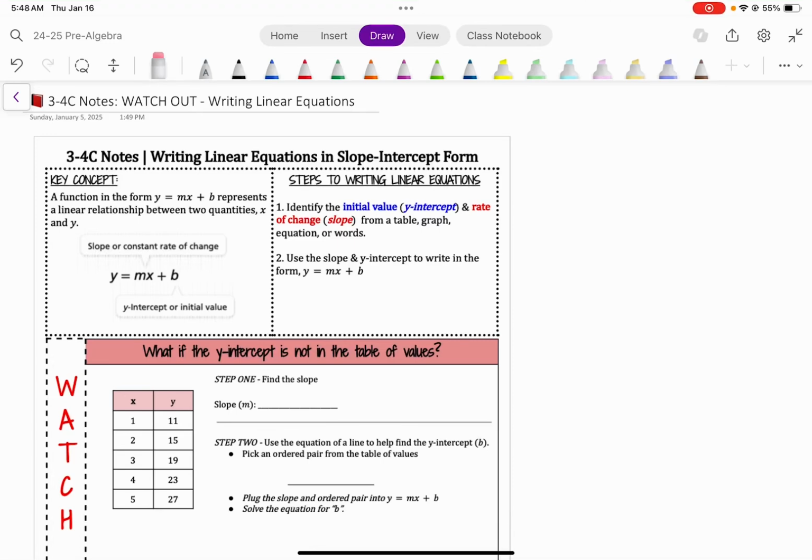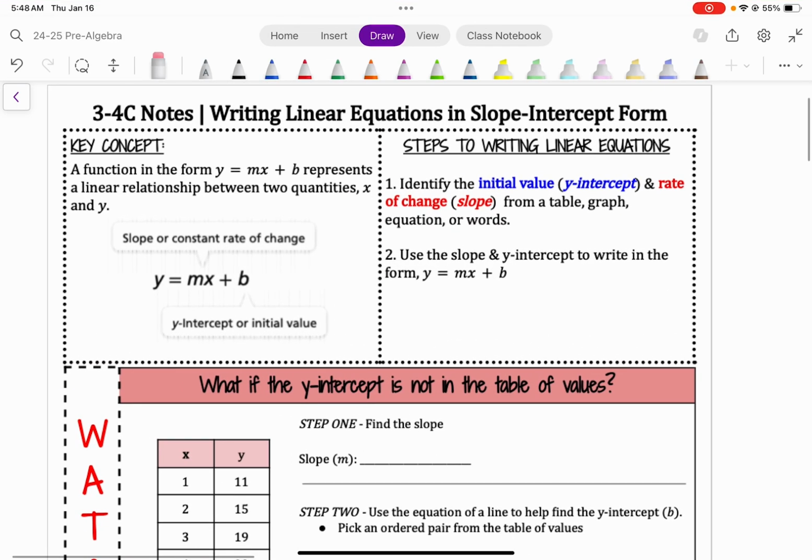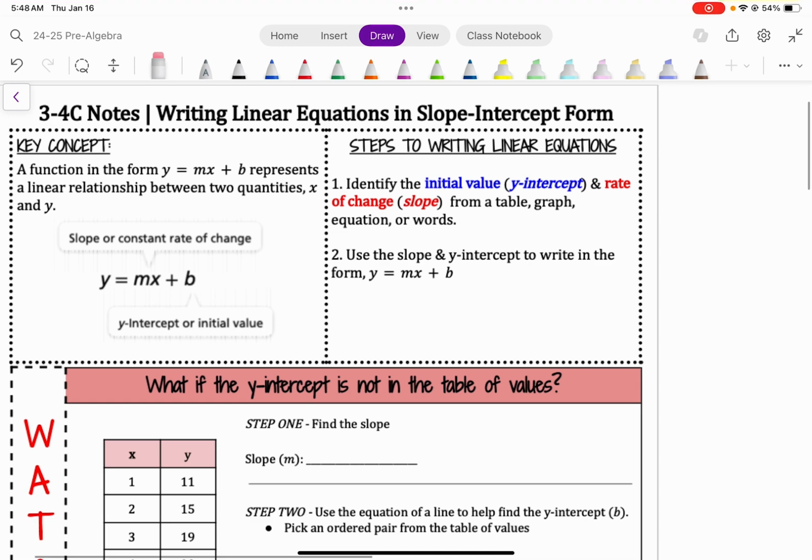Hi, pre-algebra students. These are the notes for section 3.4C. We are going to write linear equations in slope-intercept form. So this is the third set of these notes.